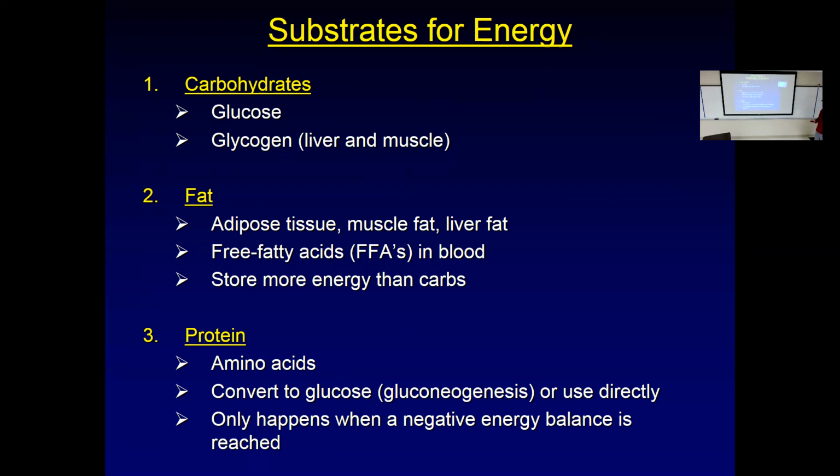And so protein is going to be denoted as amino acids. You have protein in your muscles, or you can eat protein if you eat red meat or chicken or a steak or something. You're going to break them down into the amino acids. We can occasionally use them directly, but a lot of times we'll take the amino acids and convert them into glucose in the liver using a process called glycolysis. Typically, we will only use protein as an energy substrate if you are in a negative energy balance.